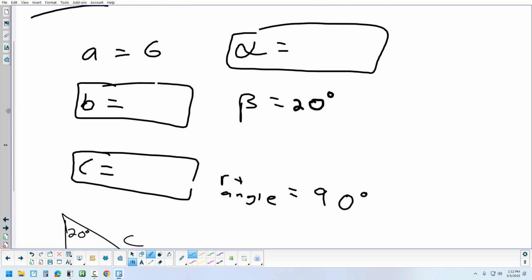We can find any one of the boxes first. So which one do we want to do first? The alpha. Okay, so let's do alpha. What's alpha going to come out to? 60. What do these two have to add up to? 70? No, they have to add up to 90. Oh, okay. So the answer is 70. Okay. Any questions on how we got 70?